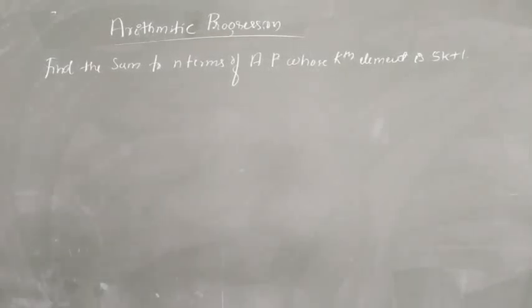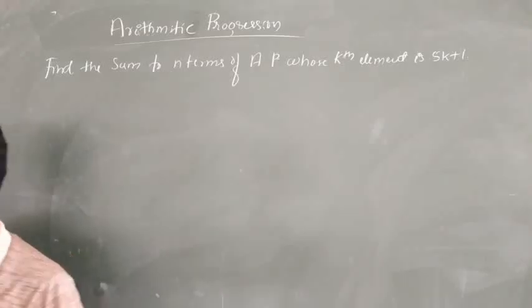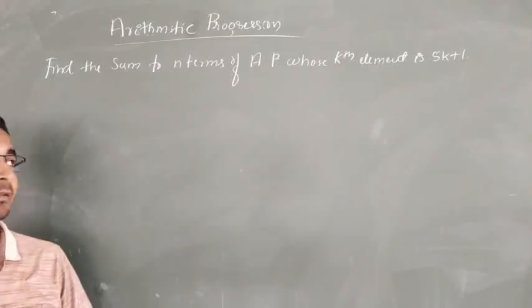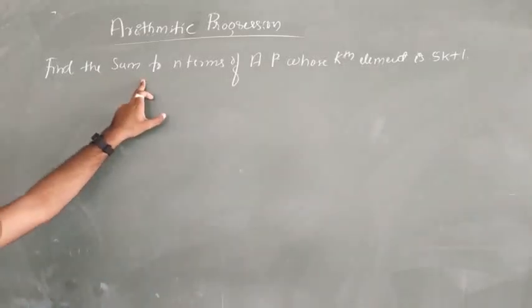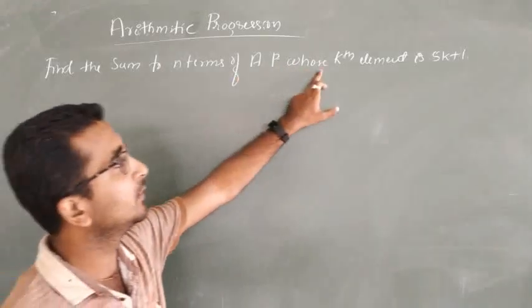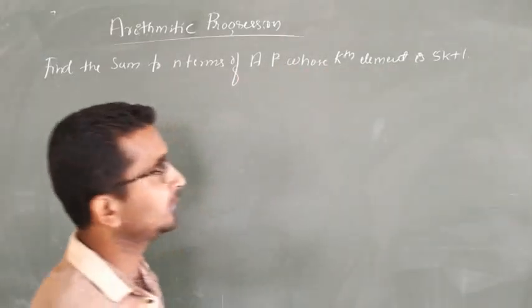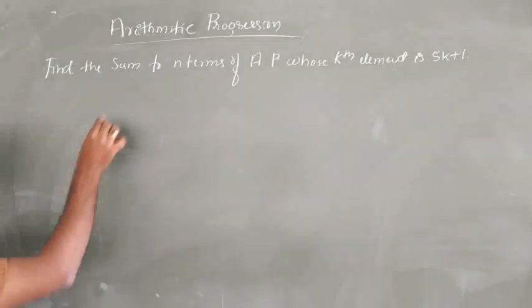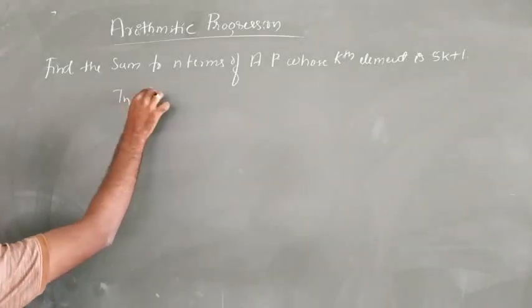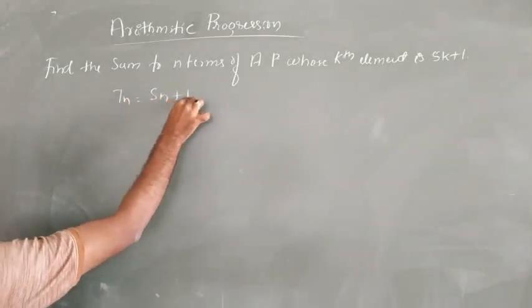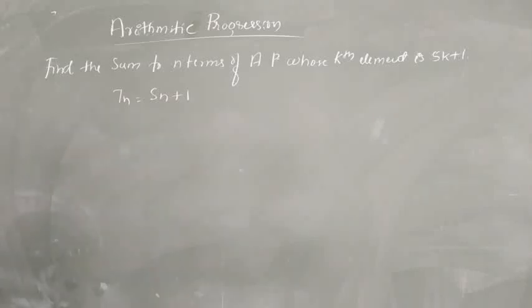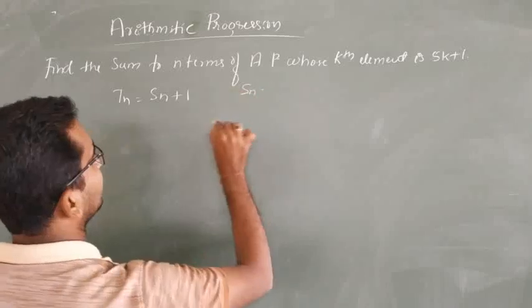Dear students, the next example is on the sum of the first n elements of an AP. Find the sum to n terms of an AP whose kth element is 5k plus 1. So the kth element means that we can take the nth element, that is 5n plus 1. Find the sum to n terms of an AP. It means we have to find out Sn.